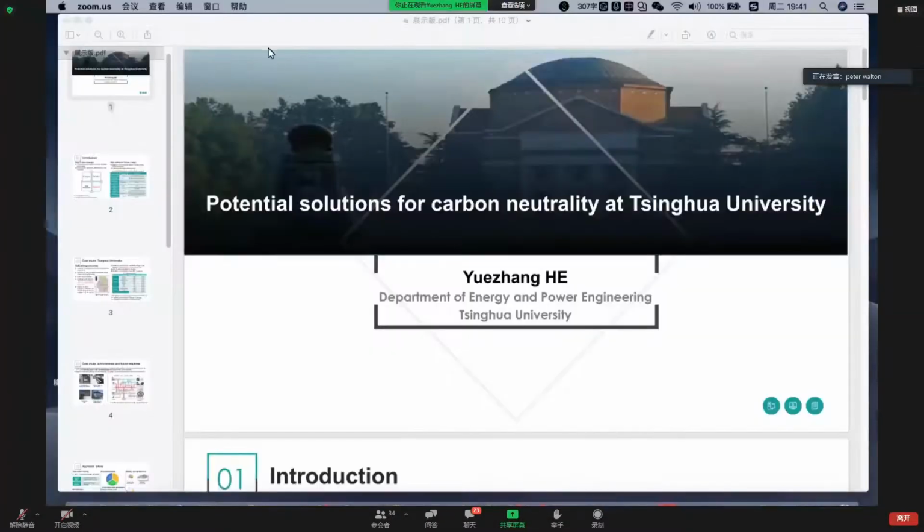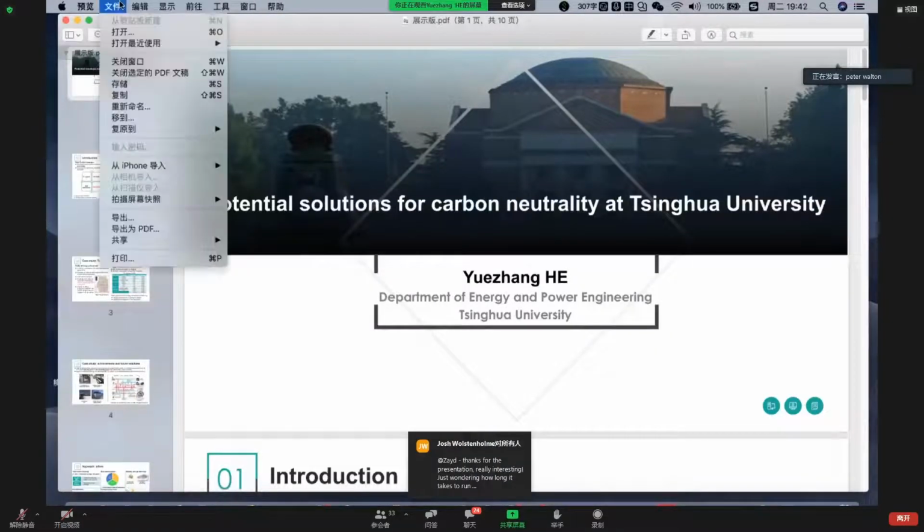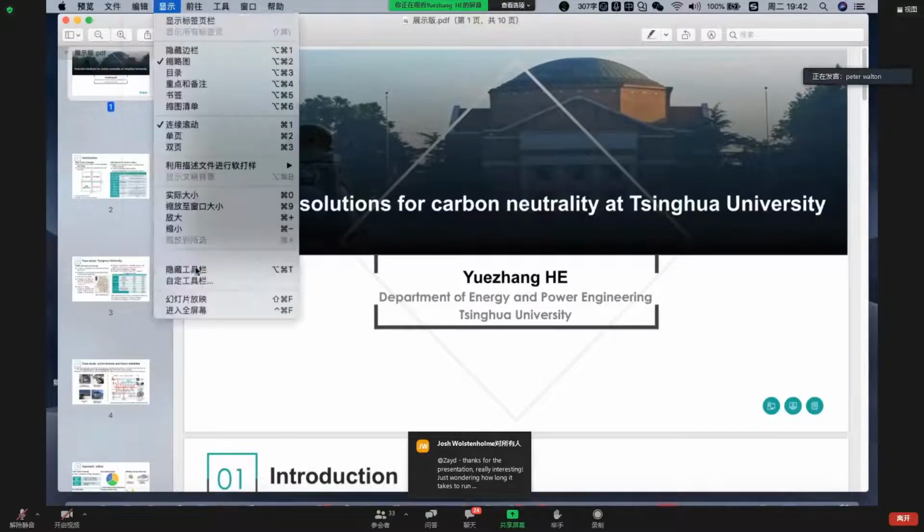The next person that I'd like to invite to speak, and I apologize for my pronunciations, is Huaoshang He. Is that how I pronounce it? Very badly, I'm sure. But thank you ever so much. Very much look forward to hearing a little bit more about solutions for carbon neutrality at your particular university. So thank you very much.